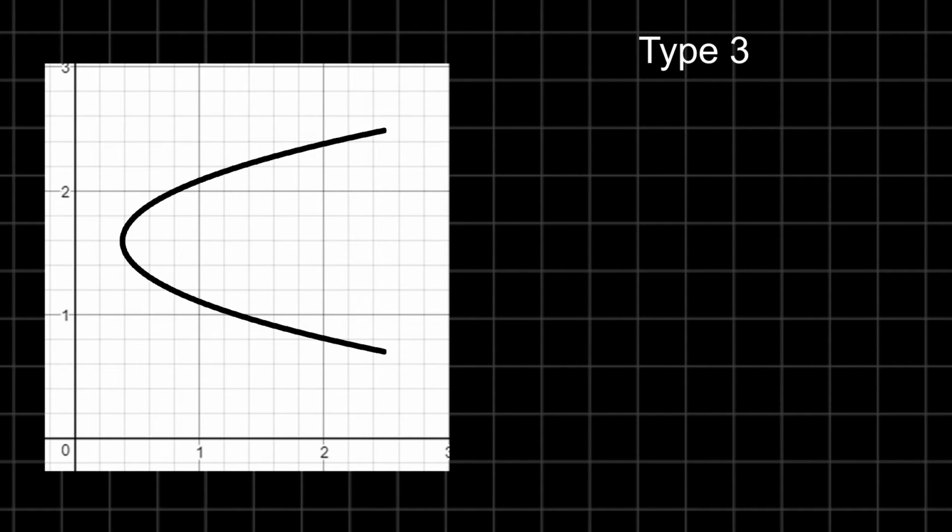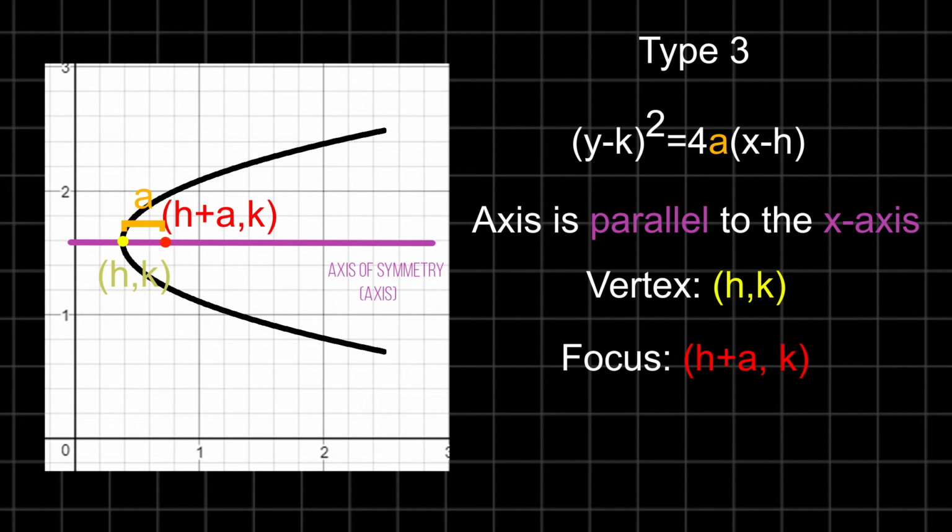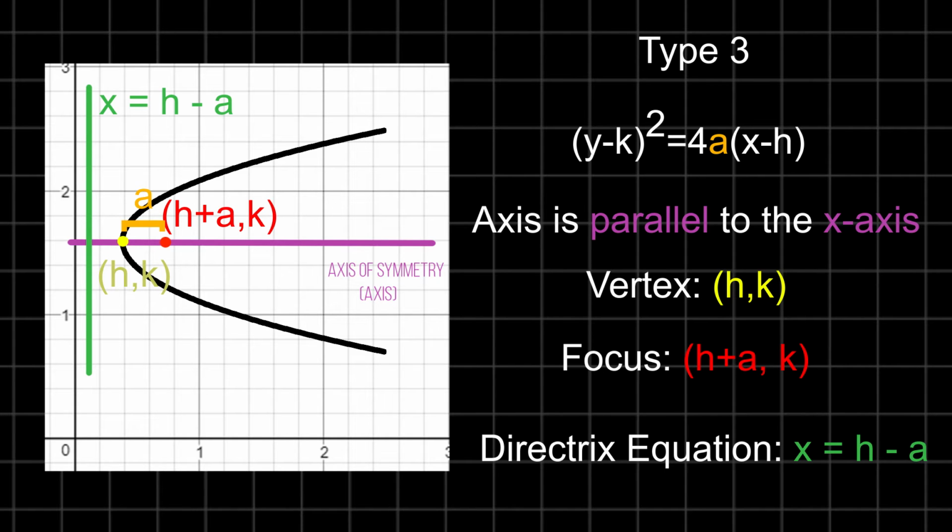The third type of parabola is one that faces right and is expressed using the equation (y minus k) squared is equal to 4a times (x minus h), where the axis is parallel to the x-axis, the vertex is at (h, k), the focus is (h plus a, k), and the directrix has the equation x equals h minus a.